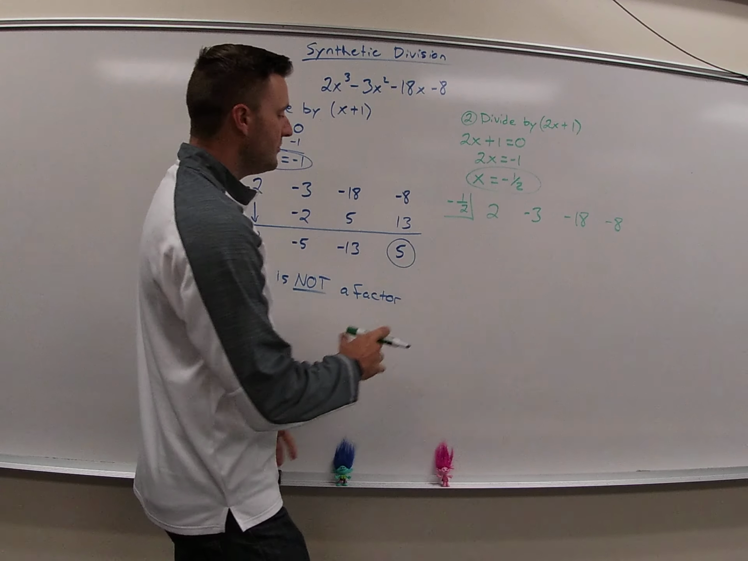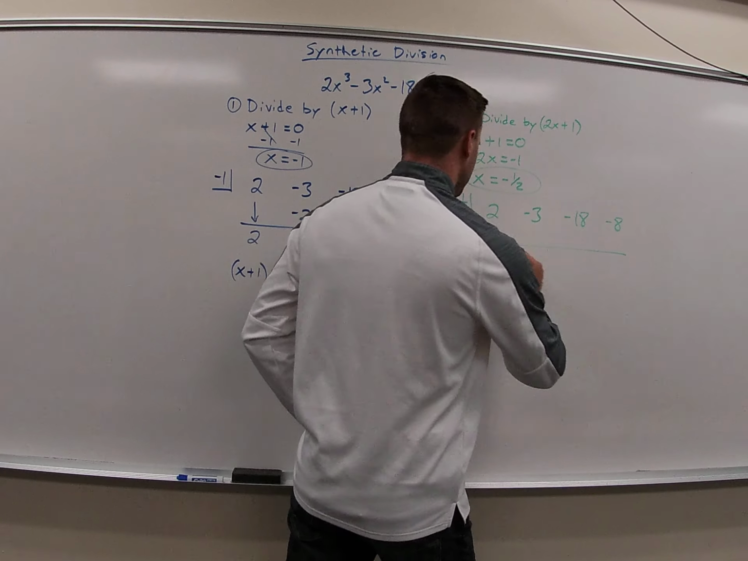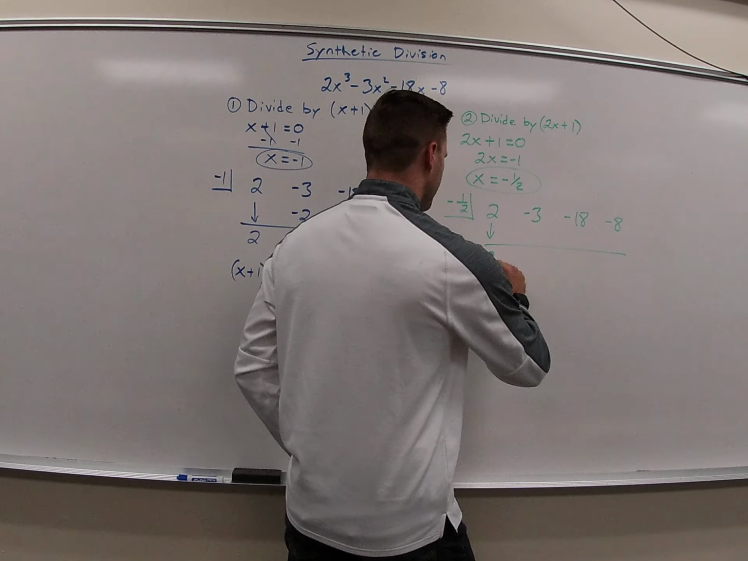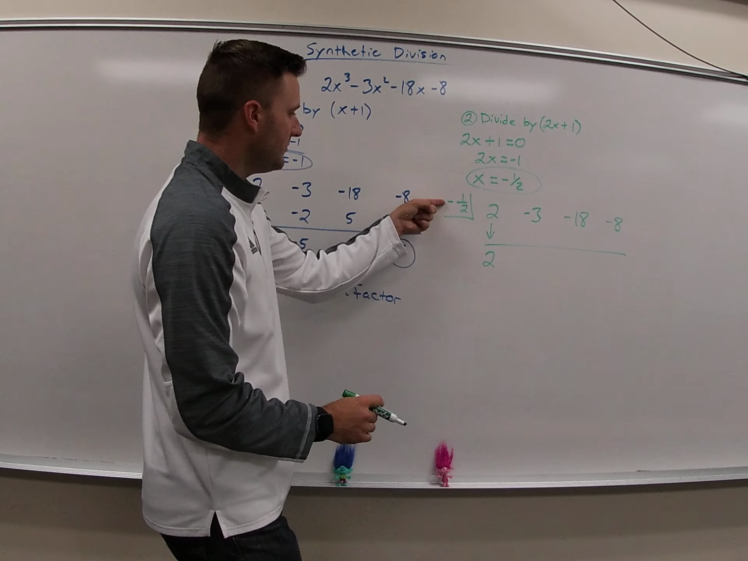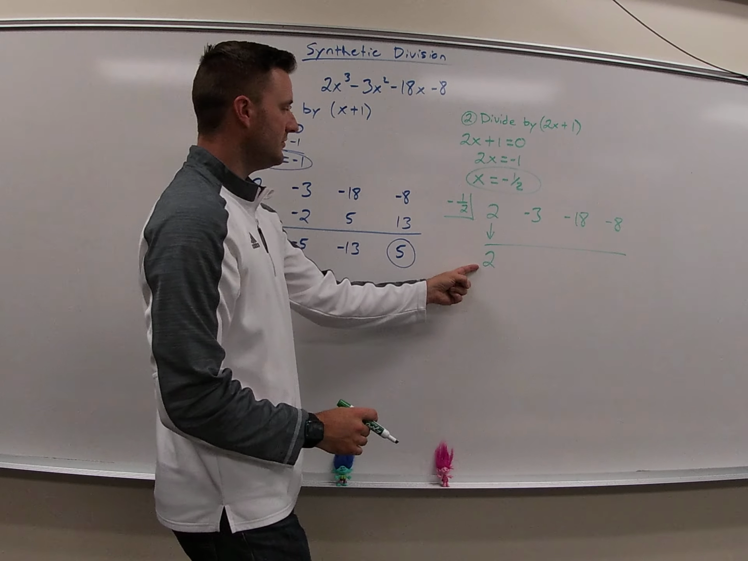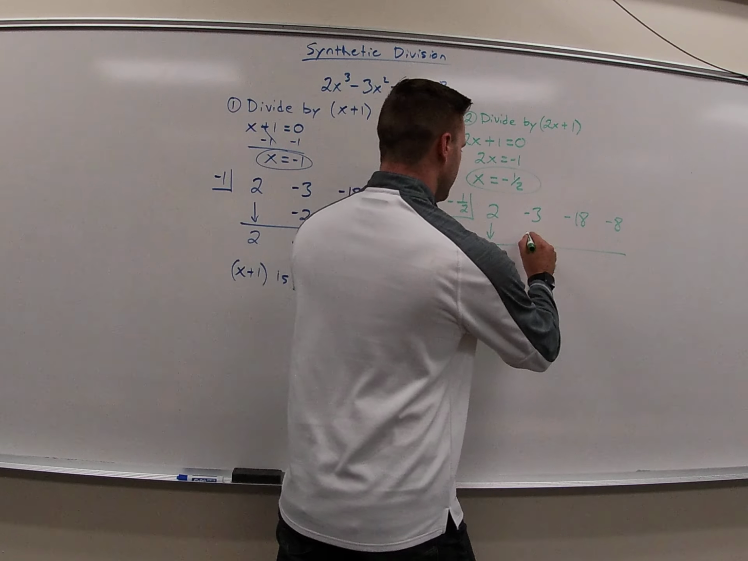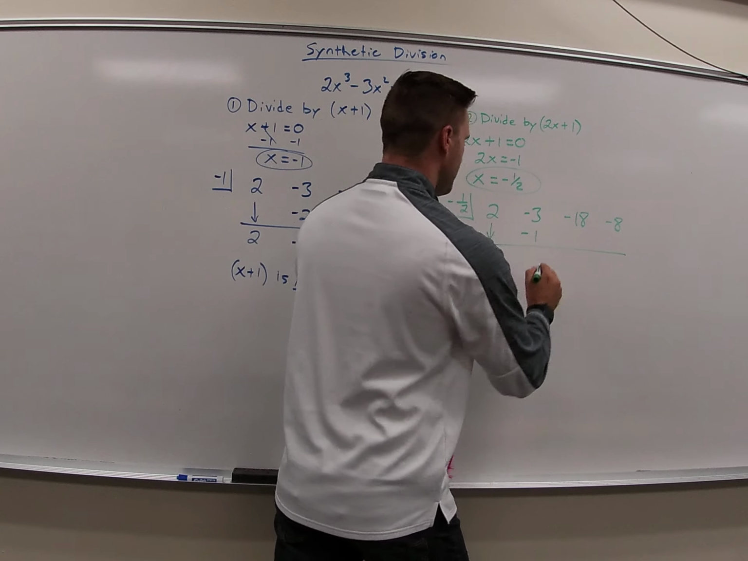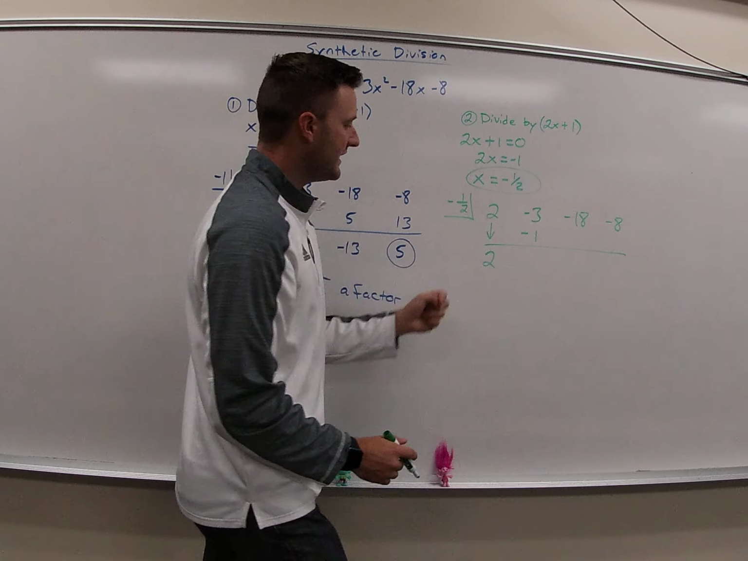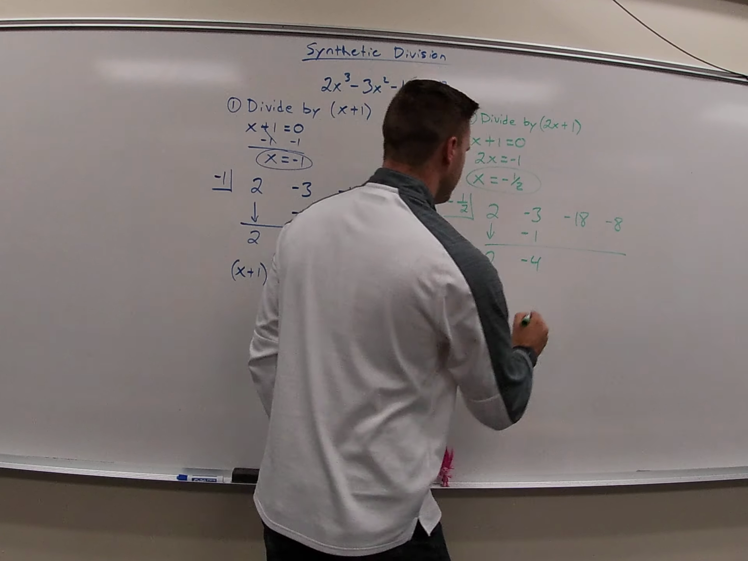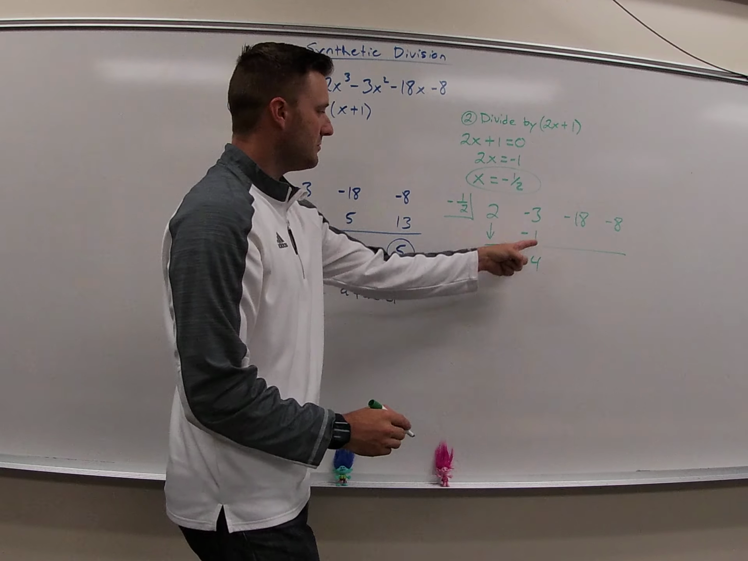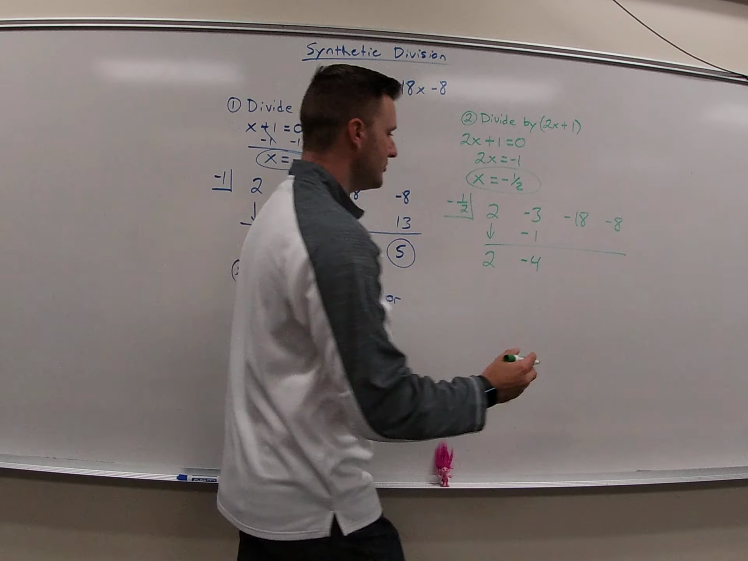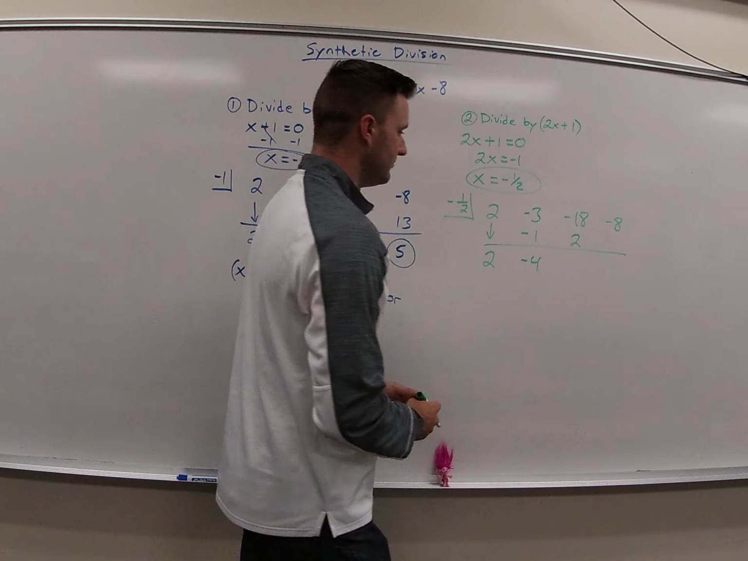So what we do first is we drop down our first term. So I'm going to drop down our 2. And I'm going to multiply negative 1/2 times a positive 2. Well, negative times positive is negative. And half of 2 is 1. So this is negative 1. What happens when I combine these together? I get a negative 4. A negative times negative, again, is positive. Half of 4 is 2, so this is a positive 2.